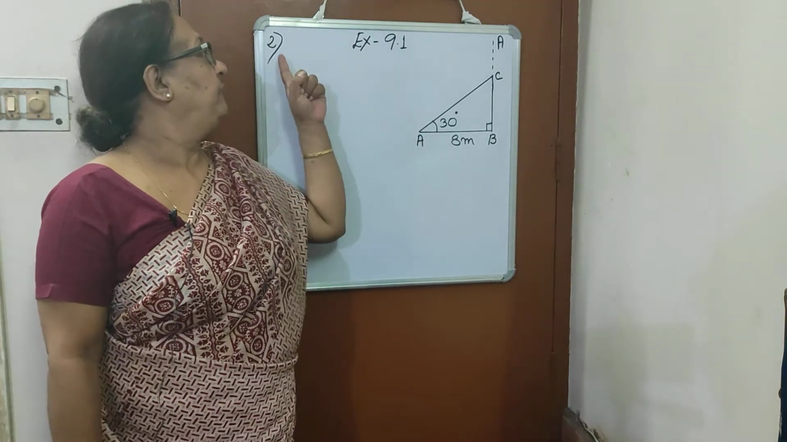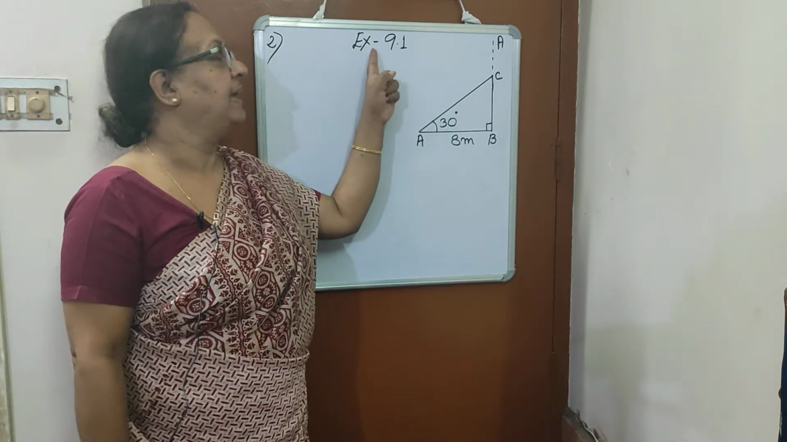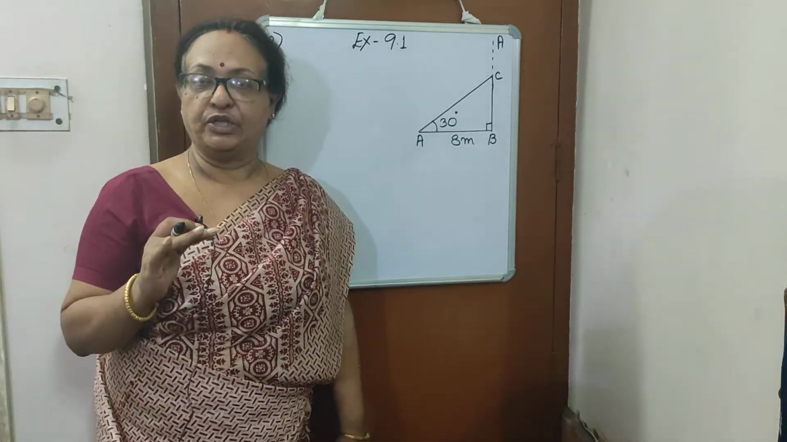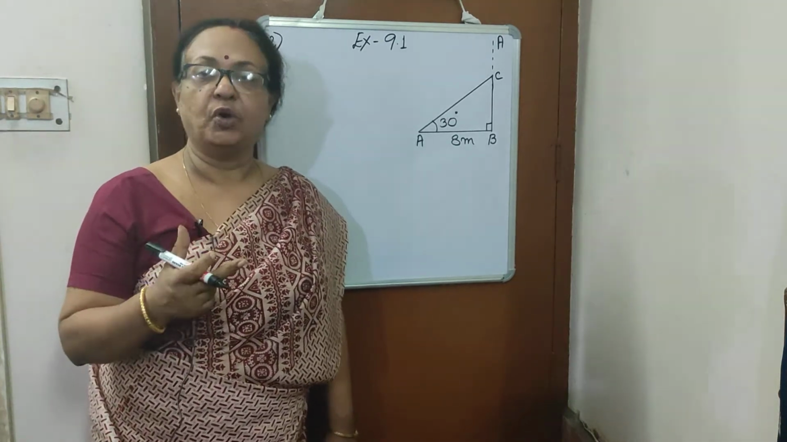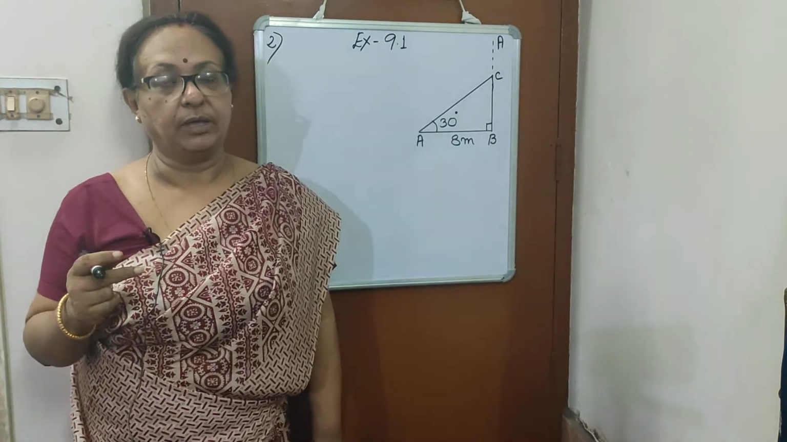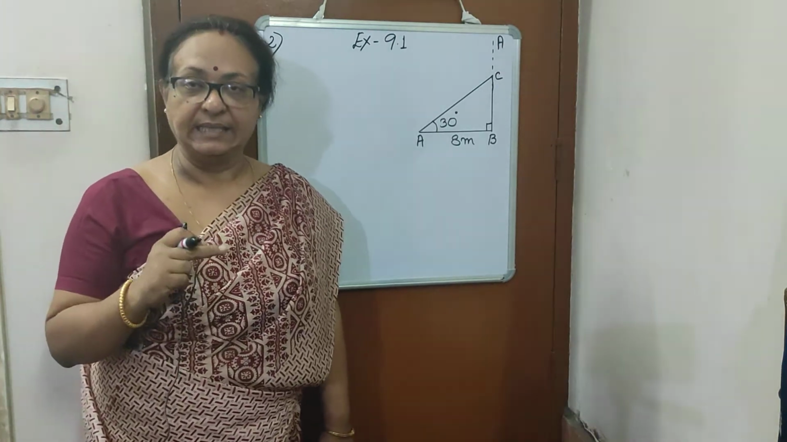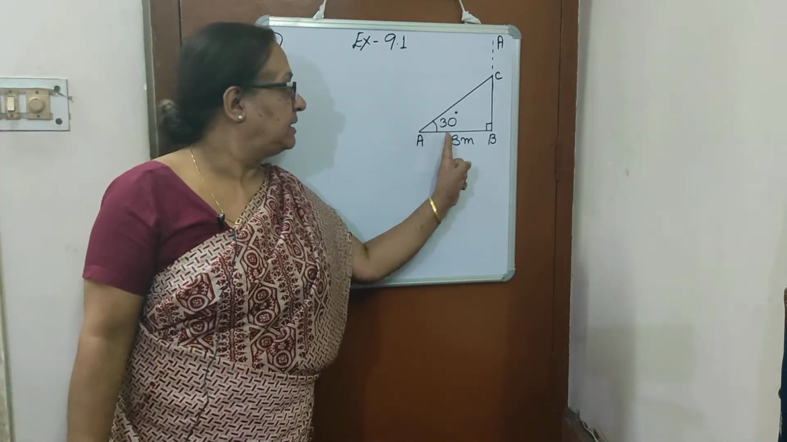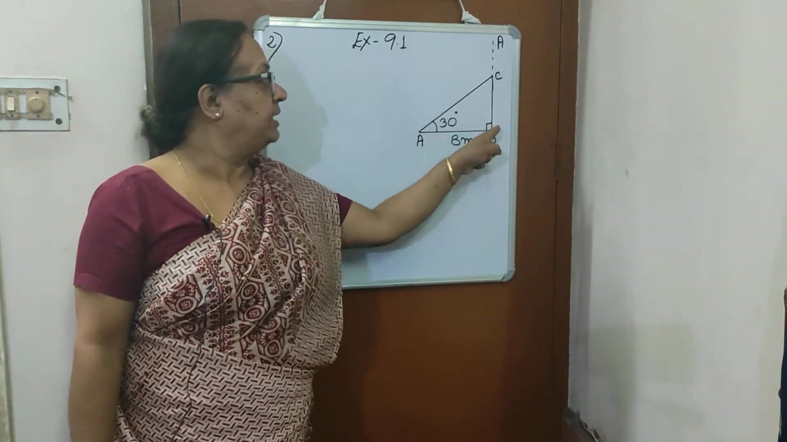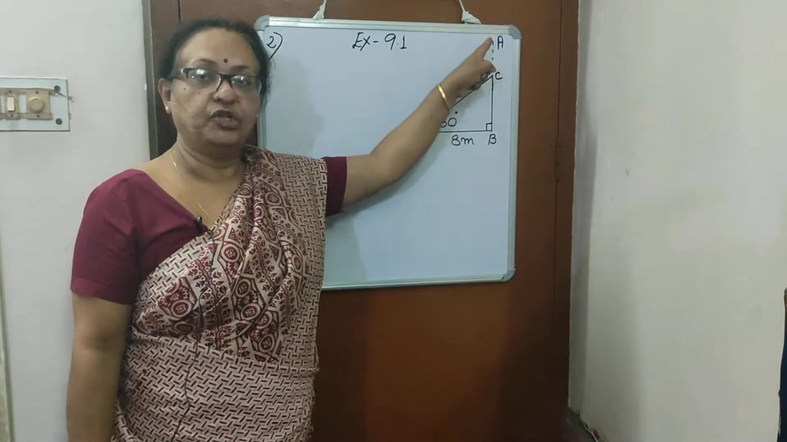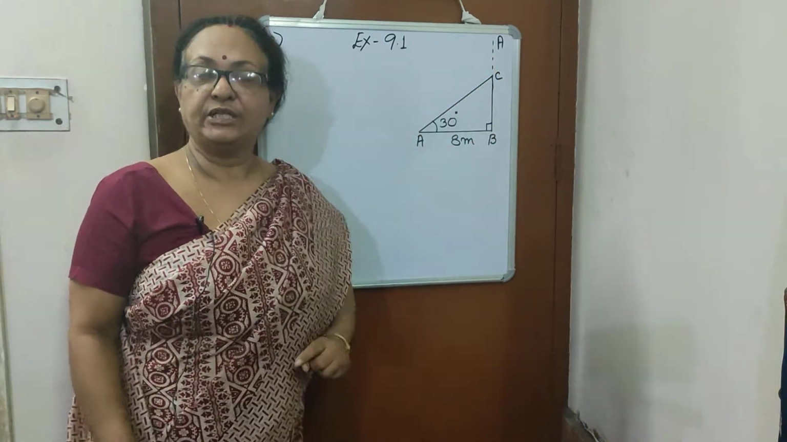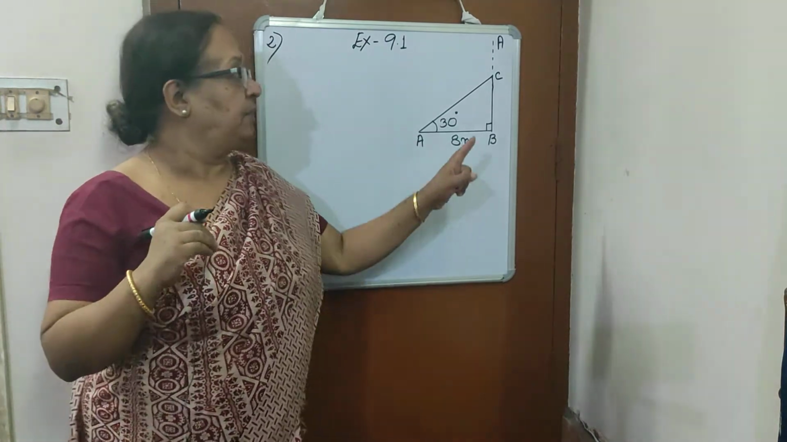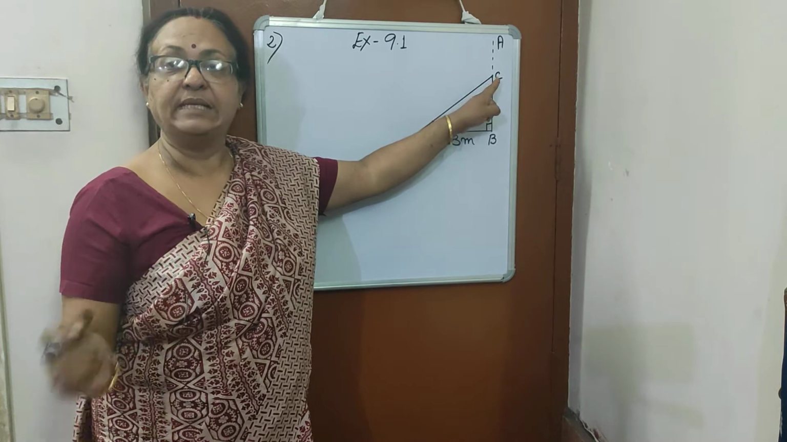Okay. Now, we take up question number 2 from exercise 9.1. Now children, first read the question and try to draw a figure according to the question. So the question here says there is a tree on the ground. This is the ground. This is the tree. AB is the tree. Then what does the question say? The tree breaks due to storm. Suppose the tree breaks at this point C.